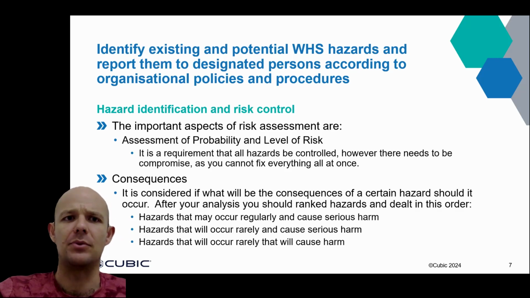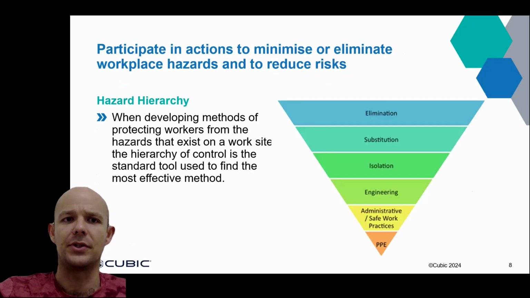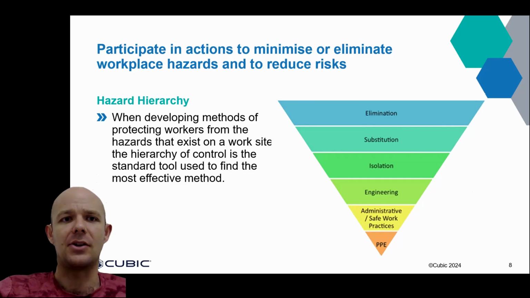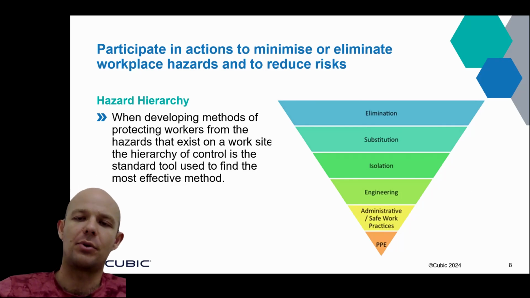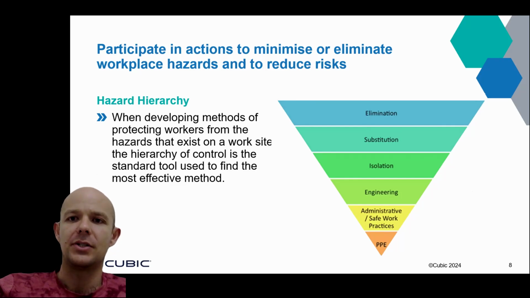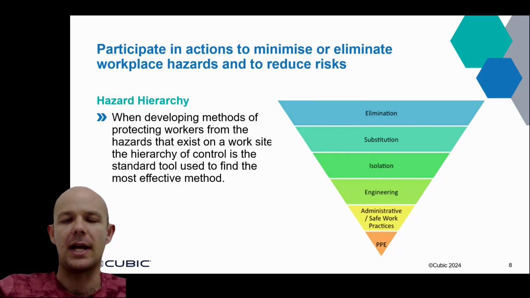So those are just some examples of how you can identify those risks and then control those risks. Once you've identified what those risks are, you then look at the hazard hierarchy. The hazard hierarchy is a way for you to go through a process of elimination to try and reduce hazards so far as reasonably practicable. The first and best one is elimination, and what that means is to get rid of the risk entirely.